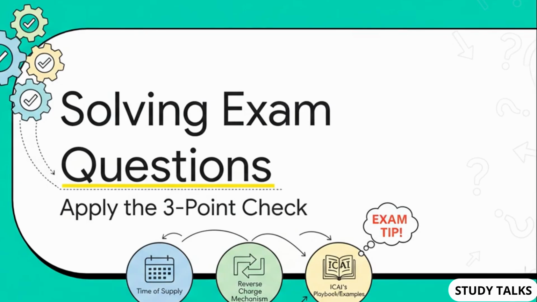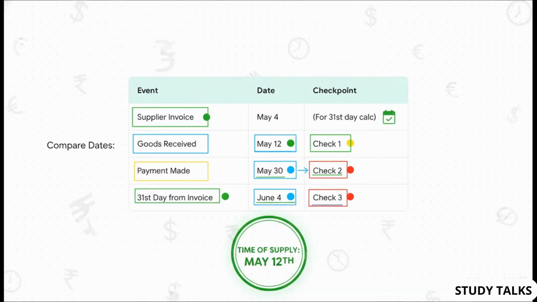All right, enough theory. Let's put our 3-point check to work with some examples that feel like they're straight out of the exam hall. This is where the concept really solidifies. Okay, let's look at this first case. Let's run the check. Checkpoint 1. Date of receipt of goods is May 12th. Got it. Checkpoint 2. Date of payment is May 30th. And checkpoint 3. The invoice is dated May 4th, so the 31st day from then is June 4th.